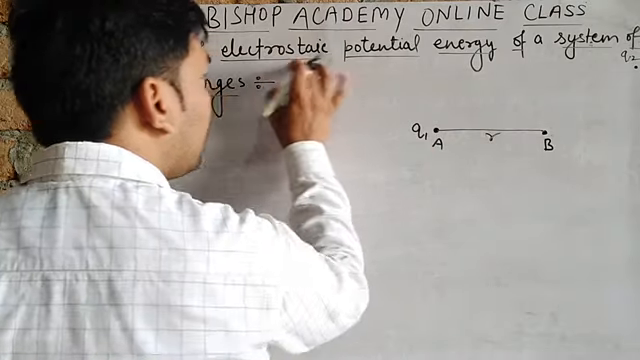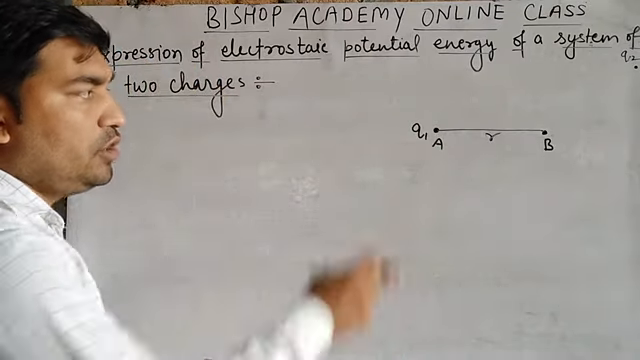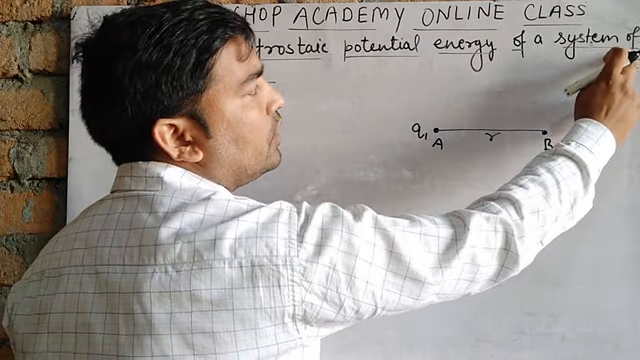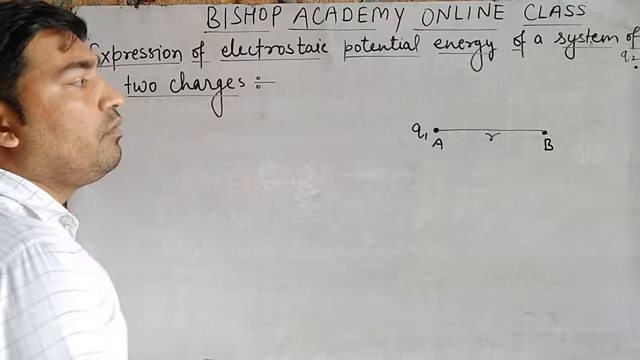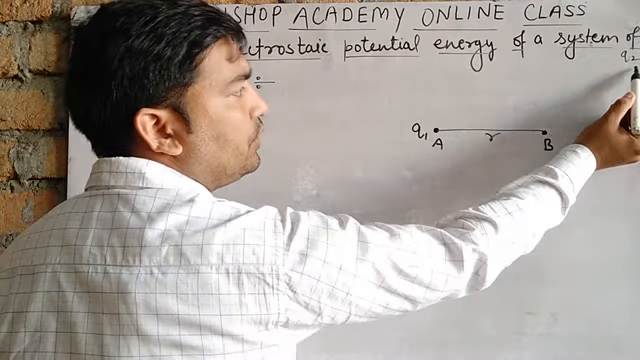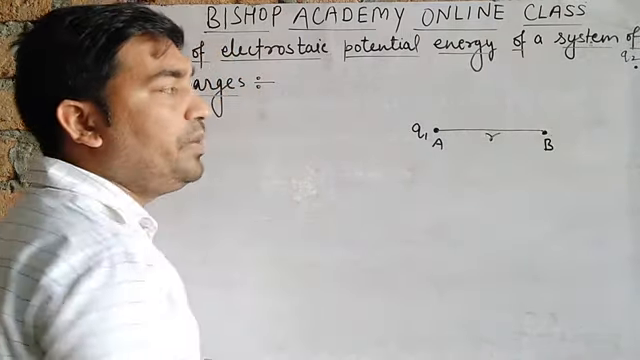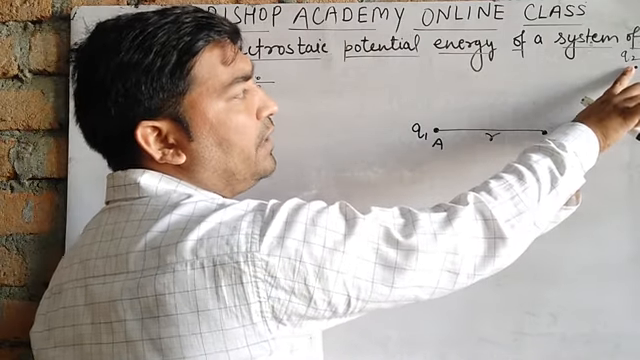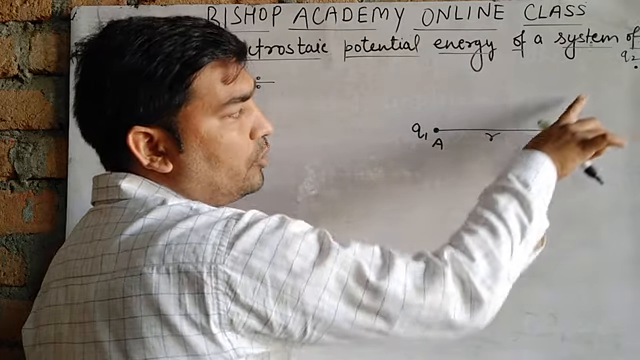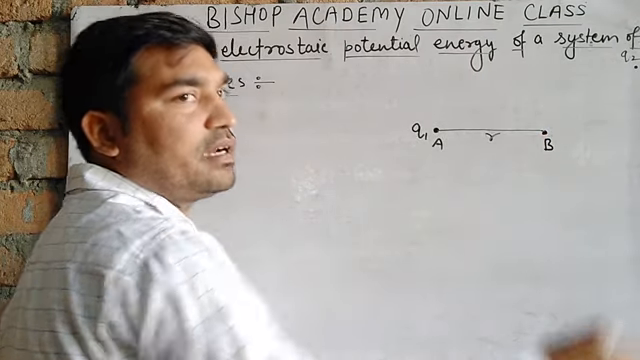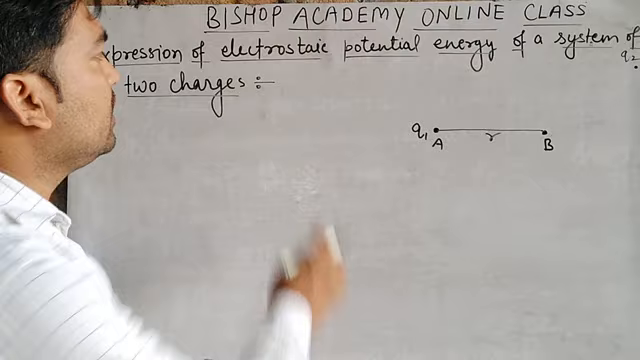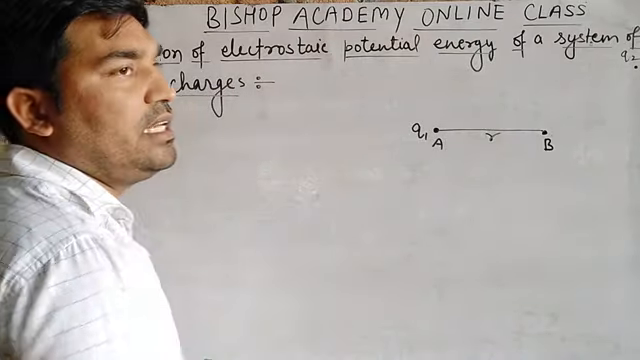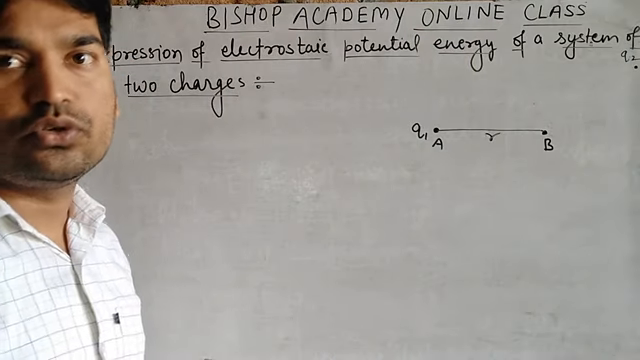then the electrostatic potential energy due to the system of two charges Q1 and Q2 is defined as the work done in bringing Q2 at point B from infinity. It means infinity से Q2 को पॉइंट B तक ले आने में जो भी वर्क करना होगा वही वर्क डन जो है इस दोनों चार्ज के सिस्टम में इलेक्ट्रोस्टैटिक पोटेंशियल एनर्जी के फॉर्म में स्टोर हो जाएगा.